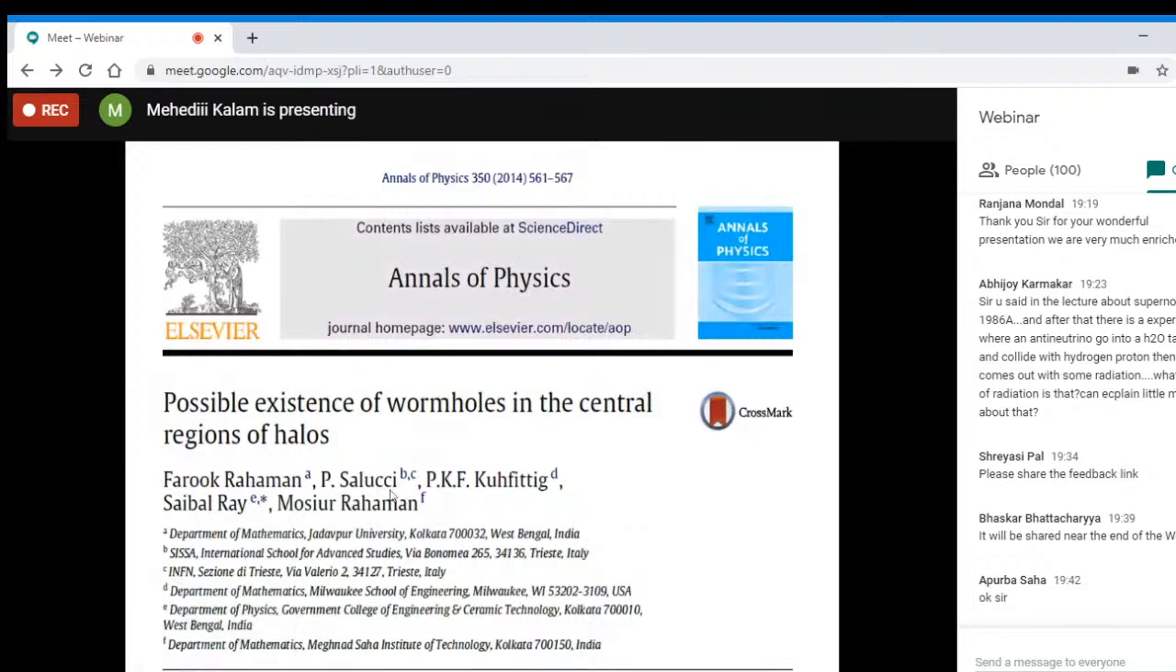Paolo Salucci is a dark matter specialist. He is one of the proposers of a model called the URC dark matter density profile, the universal rotation curve dark matter density profile, and showed that for the central region of the galaxy as well as the outer region, this URC dark matter density profile more or less matches the observational result. So they took this URC model to explain the wormhole. They tried to explore the possible existence of the wormhole in the center.